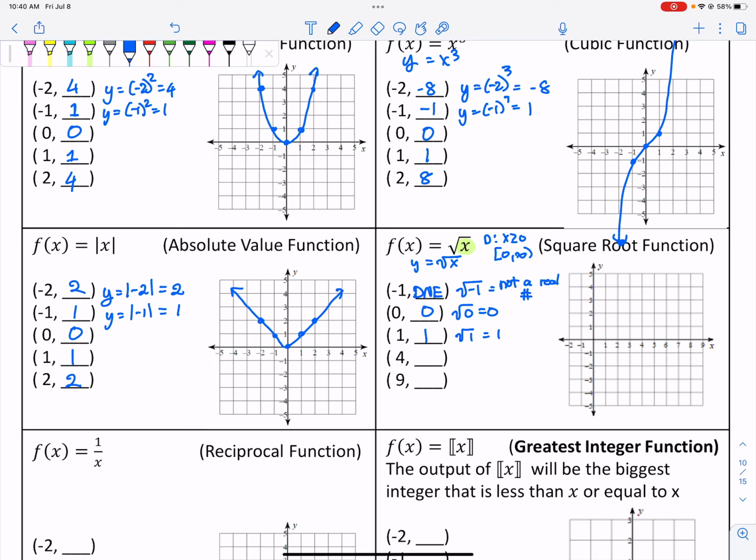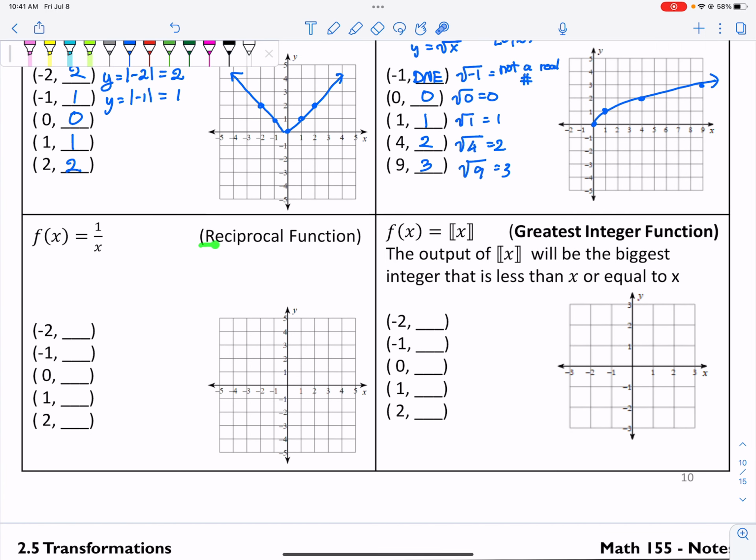But we can't really pinpoint where that is on the coordinate plane exactly. So we want to pick x values that are easy for us to evaluate, right? Pick x equals 4. The square root of 4 is 2. The square root of 9 is 3. So now let's plot these points: 0, 0, 1, 1, 4, 2, 9, 3, and then connect the dots. So this is what the graph of a square root function looks like.